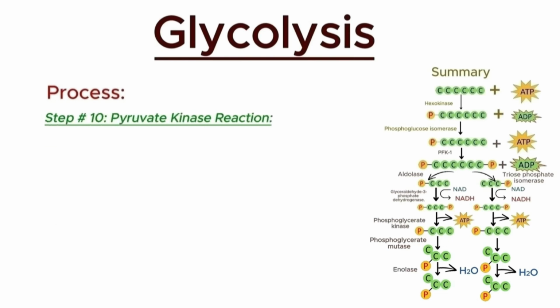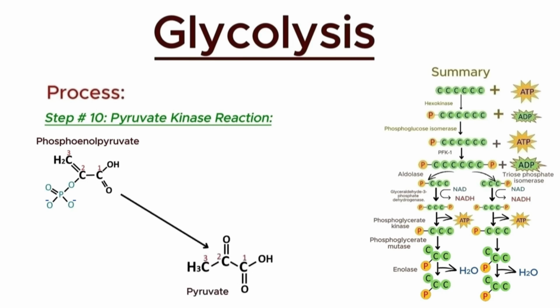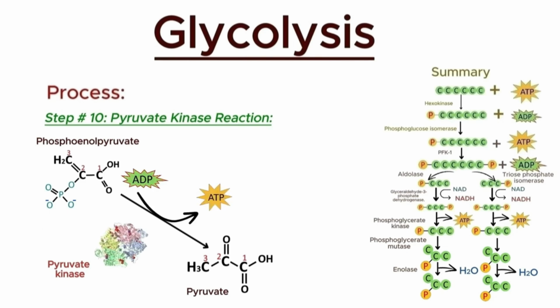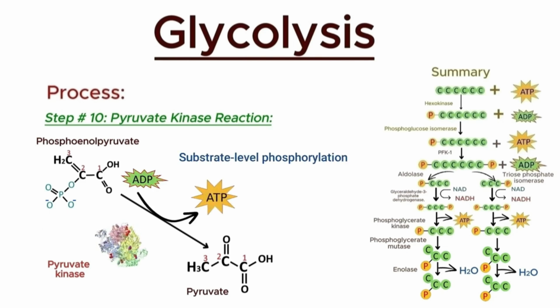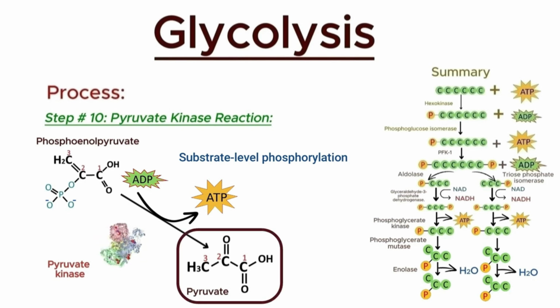In the 10th step of glycolysis, phosphoenolpyruvate is converted into pyruvate. The enzyme pyruvate kinase catalyzes this reaction. During this step, the high-energy phosphate group from PEP is transferred to ADP, forming ATP. This is another example of substrate-level phosphorylation. The result is the production of pyruvate, which is the end product of glycolysis.